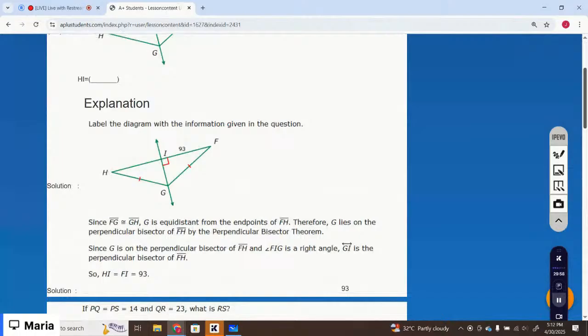G is equidistant from the points F and H. Therefore, G lies on the perpendicular bisector of FH by the perpendicular bisector theorem. Since G is on the perpendicular bisector of FH, GI is the perpendicular bisector of FH. So that means HI equals FI, that equals 93.